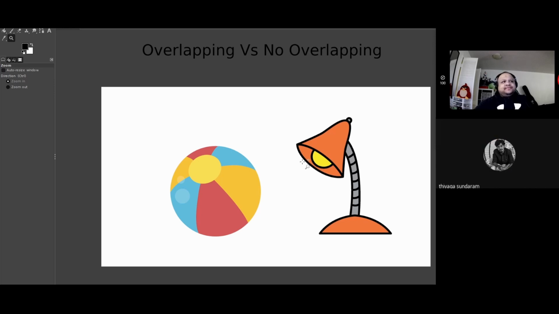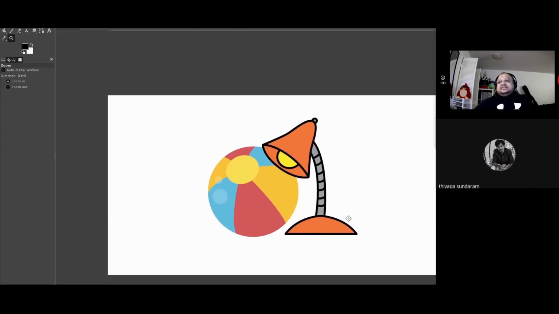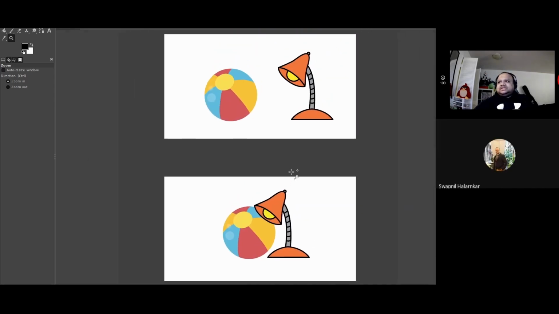Ball is in the front, right? You say the ball is in front. Someone else might say the lamp is in front, but this is just about layering. I just layered it behind, that's why it went behind. It could have been in front, because you might be right, because this point is down, like this line. But see the difference between this image and this image.